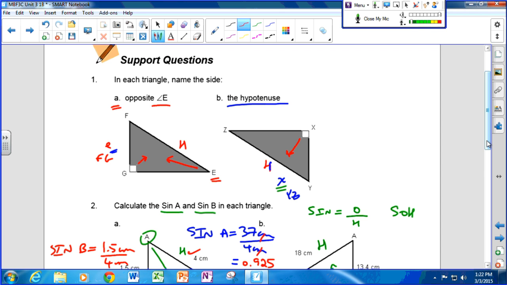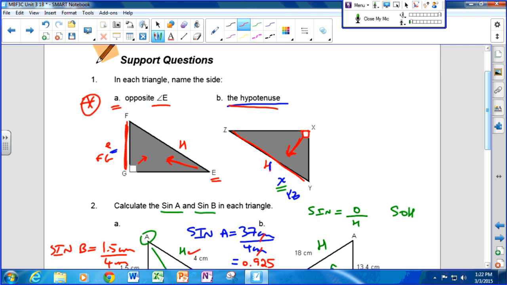Try these questions, because you really need to know this, or else everything's going to go horribly wrong in the next little couple of lessons. You have to be able to identify the opposite of angle E in this case. The opposite of angle E is the side that doesn't touch it. And then the hypotenuse: they've drawn the triangle upside down, but you can see the square there. So the hypotenuse is opposite the square.